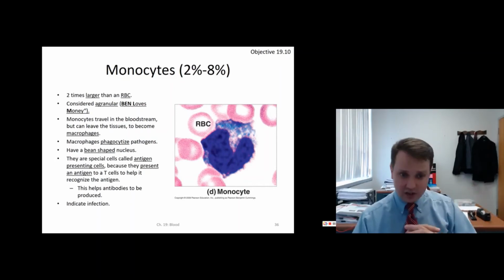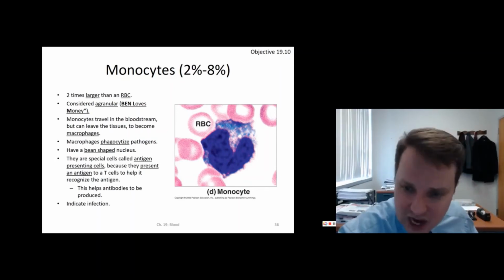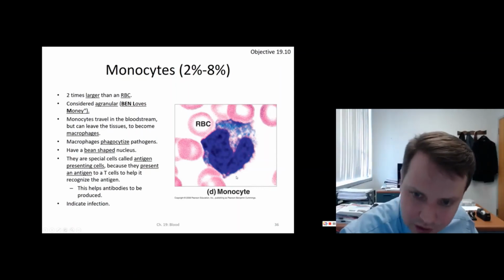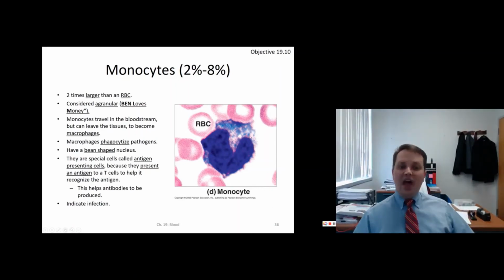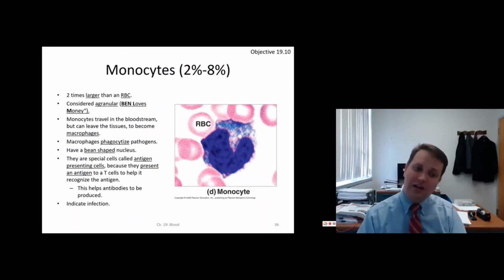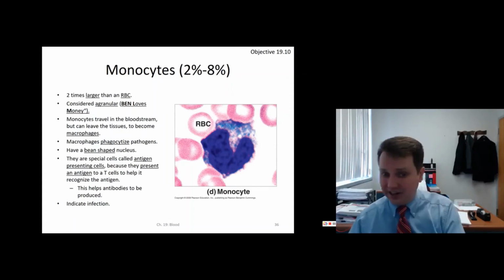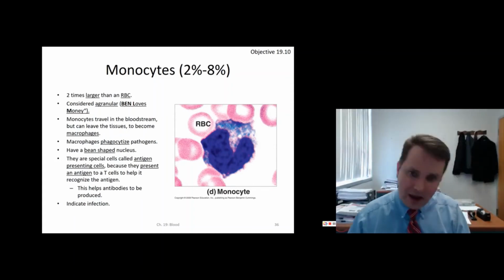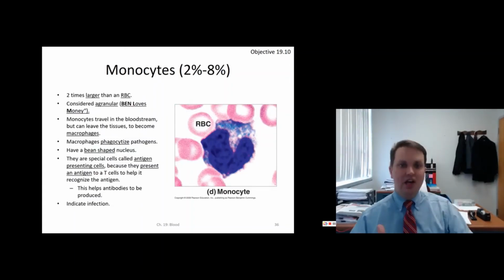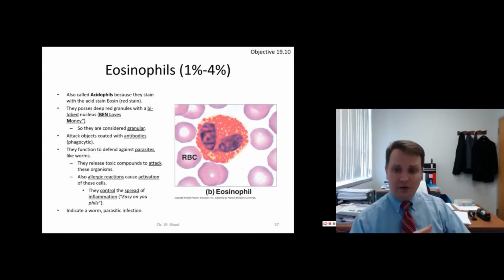Phagocytes. They have this bean-shaped or heart-shaped nucleus to them. They act as an antigen-presenting cell. They are going to be what is needed to make sure that a T cell can recognize an antigen and help antibodies to be produced. So they also indicate infections. All of these do, but these guys are an antigen-presenting cell. That's the most unique thing about them. And they become macrophages. Now, eosinophils, they look like Spider-Man.